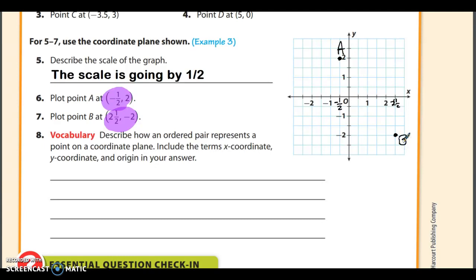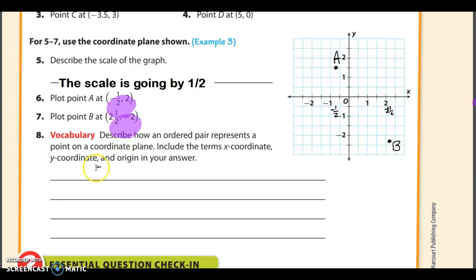All right, we are on number 8, vocabulary. It reads, describe how an ordered pair represents a point on a coordinate plane. Include the x-coordinate, y-coordinate, and origin in your answer. Well, what do we do? I mean, what are we doing? We're taking the first number and we're going left to right.